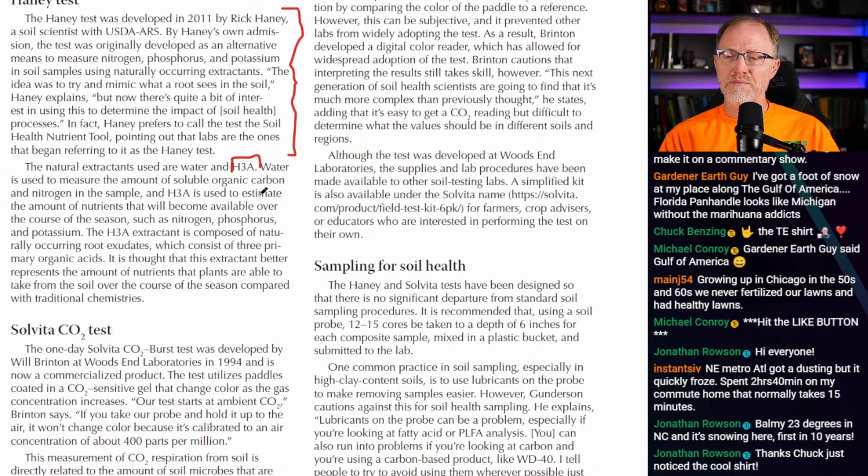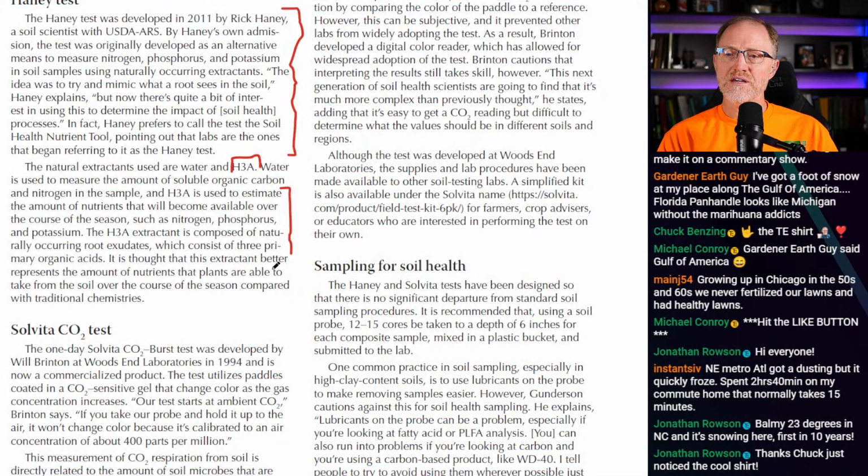Water is used to measure the amount of soluble organic carbon and nitrogen in the sample, while the H3A extract is used to estimate the amount of nutrients that will become available over the course of a season, such as nitrogen, phosphorus, and potassium. So in that regard, it's similar to a Mehlich or an Olsen or Bray or something like that. The H3A extract is composed of naturally occurring root exudates, which consist of three primary organic acids. It is thought that this extractant better represents the amount of nutrients that plants are able to take from the soil over the course of a season compared with traditional chemistries.